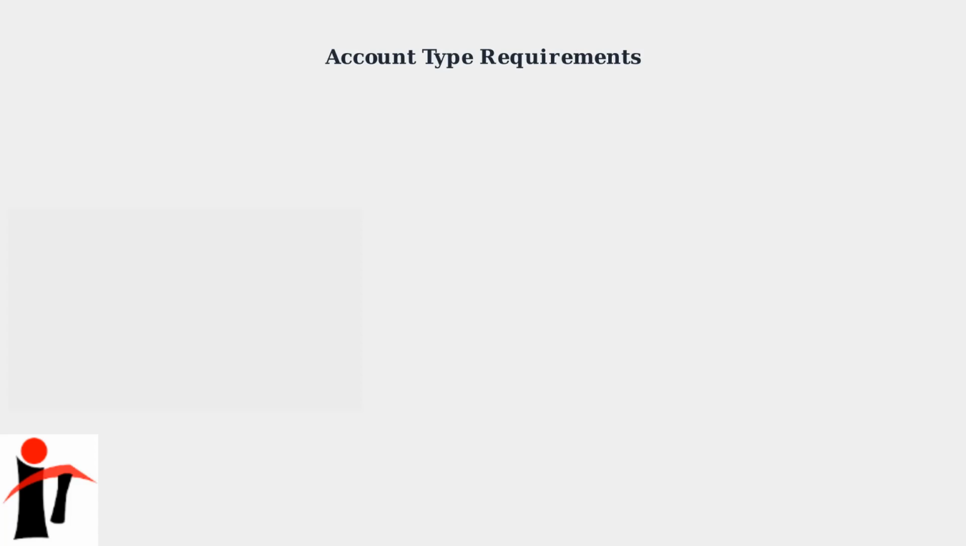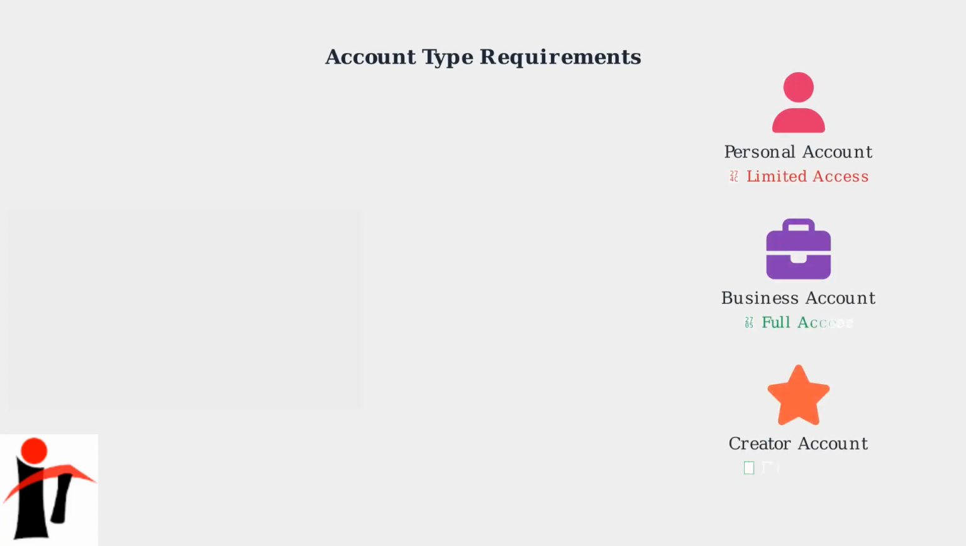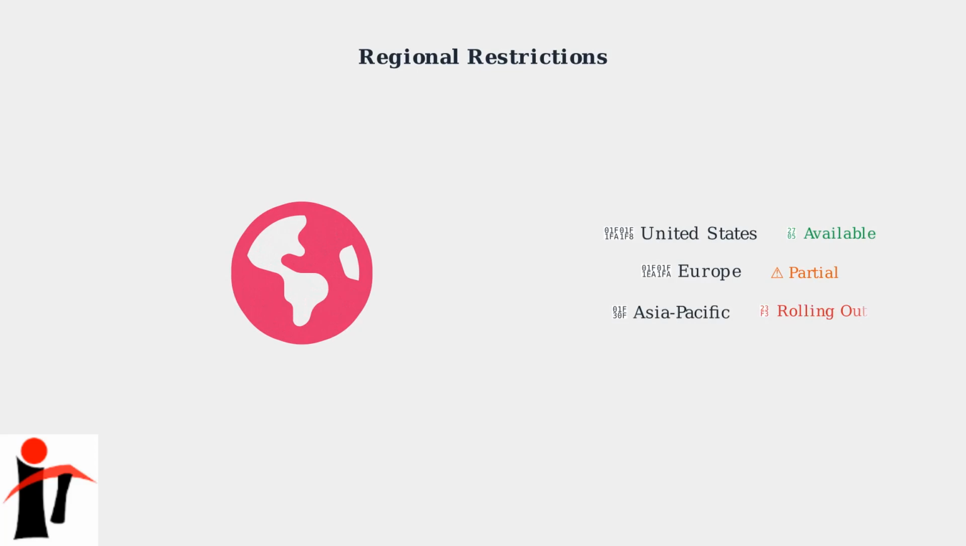First and most importantly, ensure your account meets Instagram's eligibility requirements. You need either a creator or business account, rather than a personal one. Personal accounts have very limited access to broadcast channels. Regional restrictions may also apply, as Instagram rolls out features gradually across different countries. Some features might not be available in all regions yet, even if you meet other requirements.